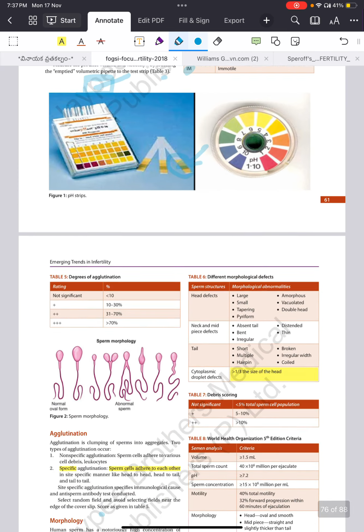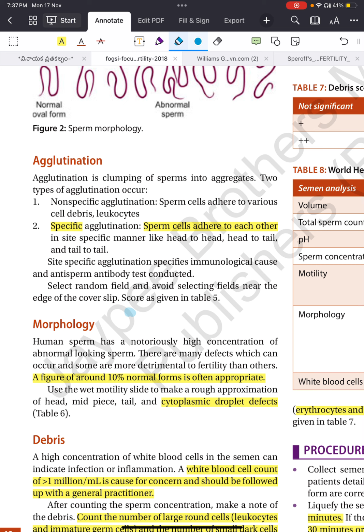Coming to degree of agglutination, first we learn what agglutination is. Agglutination means clumping of the sperms into aggregates. There are two types: non-specific, where sperms aggregate with debris and leukocytes, and specific, where they aggregate with each other, like head to head or head to tail fusing. Site-specific agglutination indicates an immunological cause, meaning there are anti-sperm antibodies.